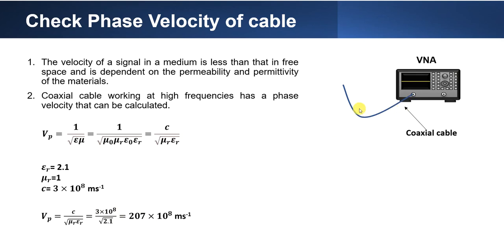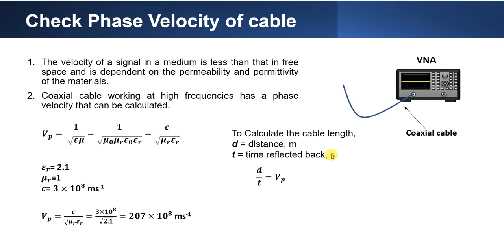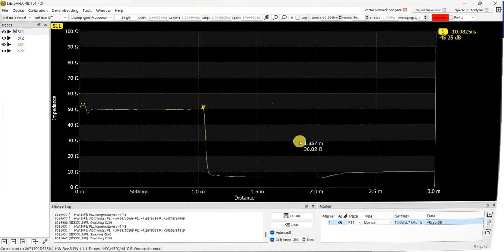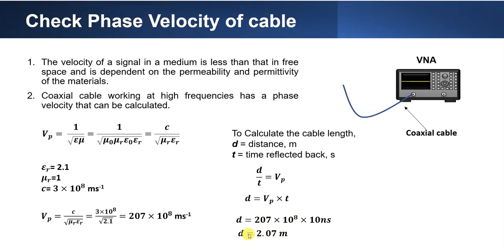Because of the Teflon inside the cable, we need to include the Teflon dielectric constant. That's why the cable signal is not as fast as the speed of light. Once we get the phase velocity of the cable, we can calculate the cable length. D is the distance in meters, and time is the time reflected back. That means the signal goes through and is reflected back, in seconds. The formula is distance divided by time equals the phase velocity. So D equals phase velocity times time. We have 10 nanoseconds here from the LibreVNA, and after multiplying, we get 2.07 meters.